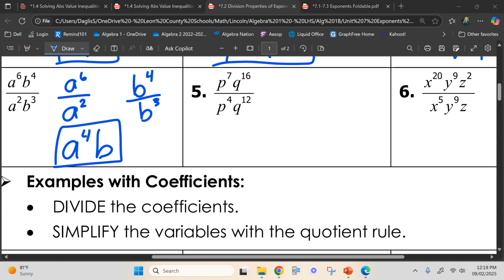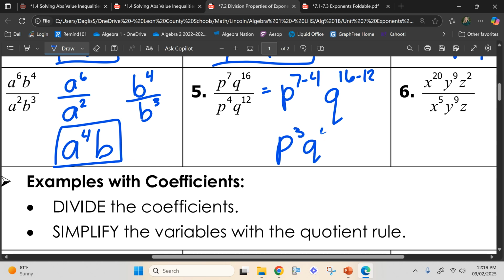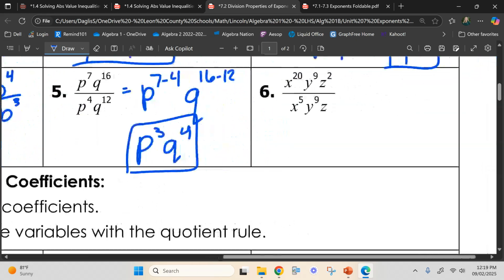All right, so we have all done 5. For p it was 7 minus 4, right? And q was 16 minus 12. So we got p to the power of 3 and q to the power of 4. Okay? All right, some of you have already tried number 6.